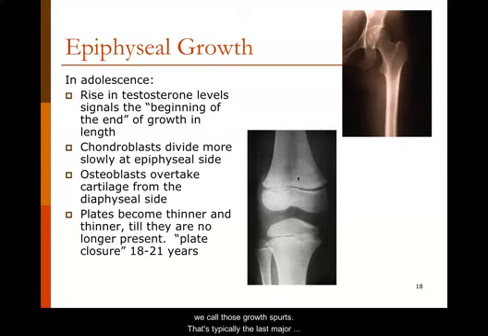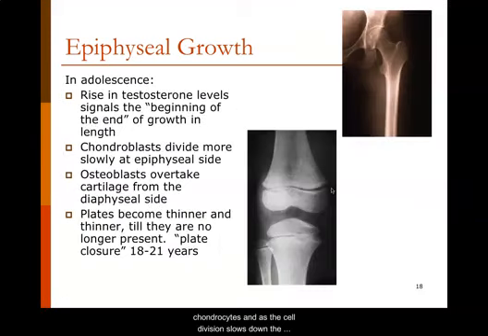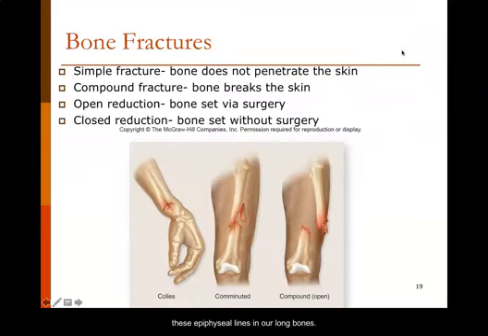That's typically the last major growth spurt that we'll experience in our lives, and it's kind of the beginning of the end. The surge of testosterone is going to lead to rapid growth, rapid cell division here, but immediately following, we start to see a slowdown in the proliferation of these chondrocytes. And as the cell division slows down, the ossification center catches up, and eventually we end up with these epiphyseal lines in our long bones.